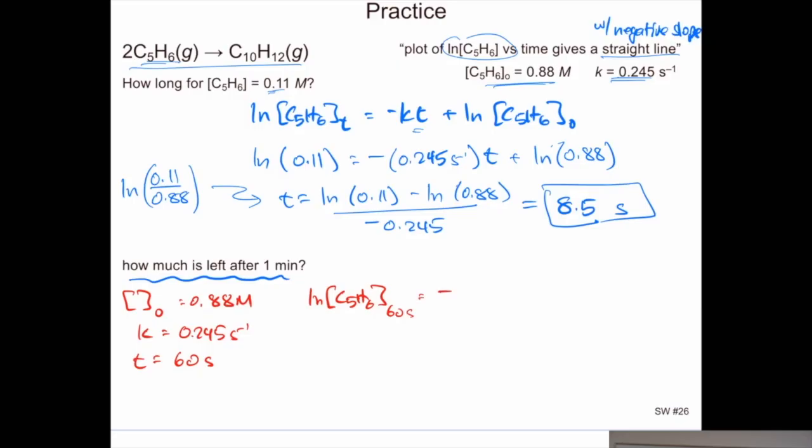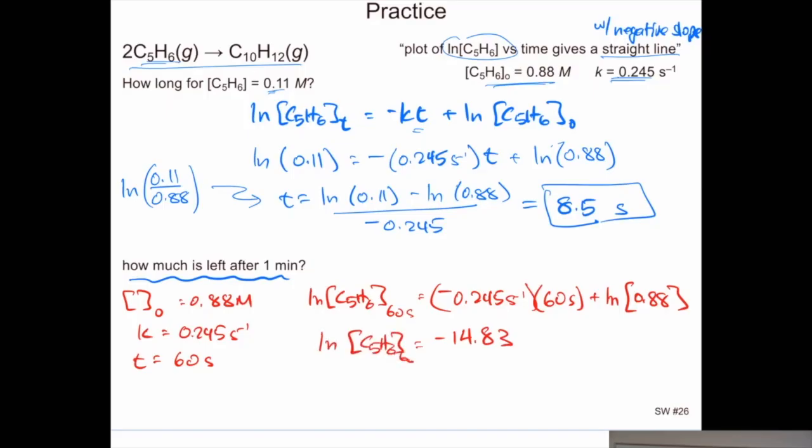That's going to be equal to minus K, which is minus 0.245 per second times 60 seconds, plus the natural log of the initial concentration, which is 0.88. When you did all that, you all got, what was it, minus 14.83? All right, but that's the natural log of C5H6 at 60 seconds. So to get what the concentration is, C5H6 at 60 seconds, we need to take the antilog of that, e to the power of negative 14.83.